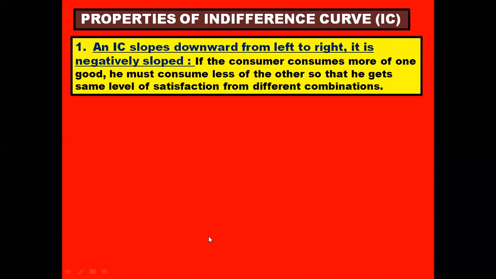Now we come to properties of indifference curve. An indifference curve slopes downward from left to right. It is negatively sloped. If the consumer consumes more of one good, he must consume less of the other so that he gets the same level of satisfaction from different combinations. That is, if one good's consumption increases, the other's has to decrease, so the goods' consumption should be inversely related. And we know that they are inversely related. That's why the indifference curve is sloping downward, or negatively sloped.